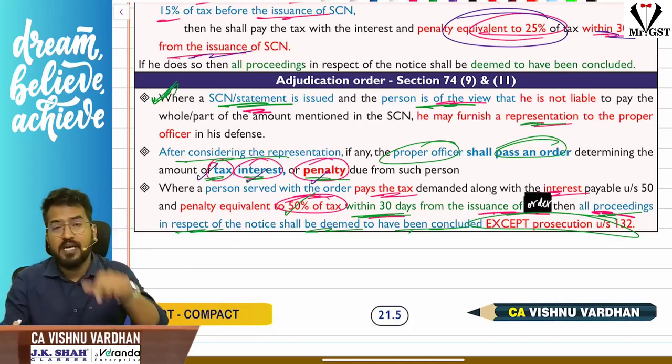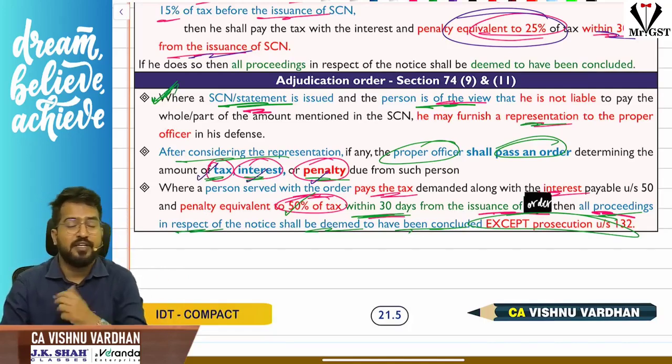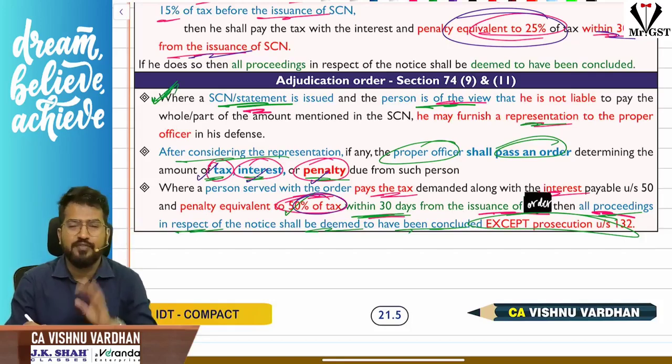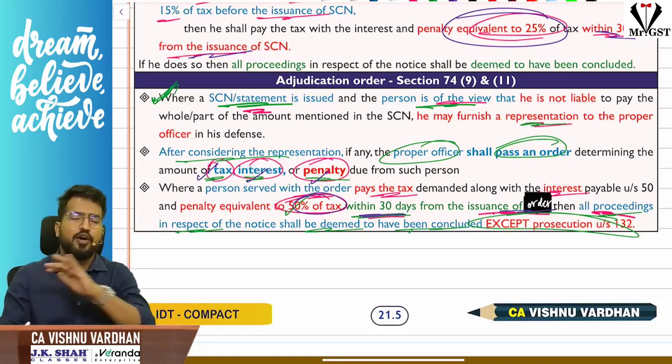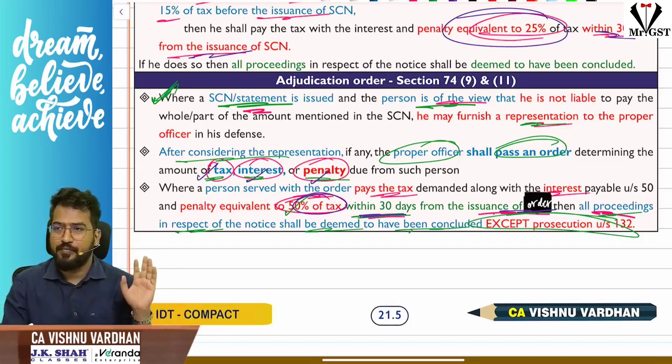Now after the order is passed, you feel like, I should have just paid everything and got out of this, I made a mistake. If you want to make payment now, pay tax, interest, and 50% penalty of the tax amount within 30 days from the issuance of the order. Then all the proceedings, same thing, will be dropped except prosecution under section 132. Okay, hope I am clear.